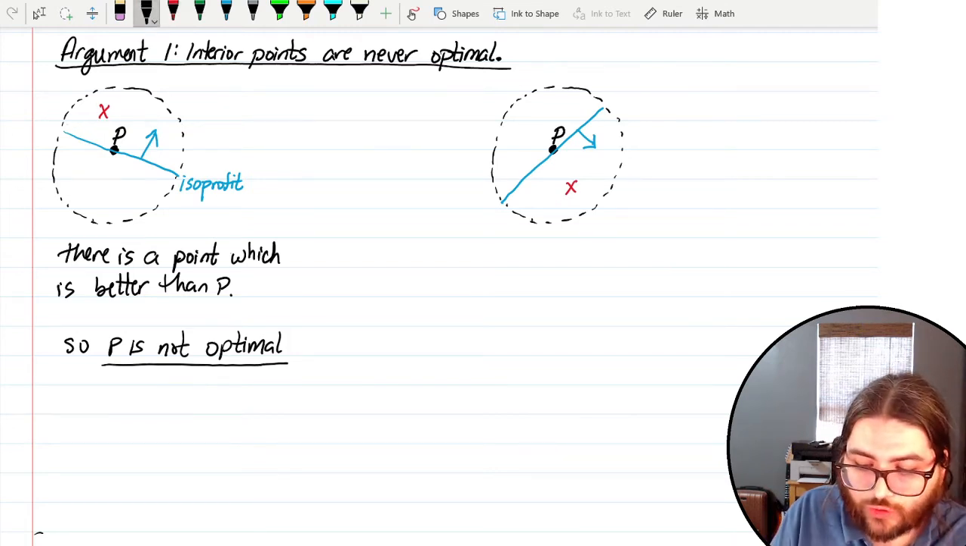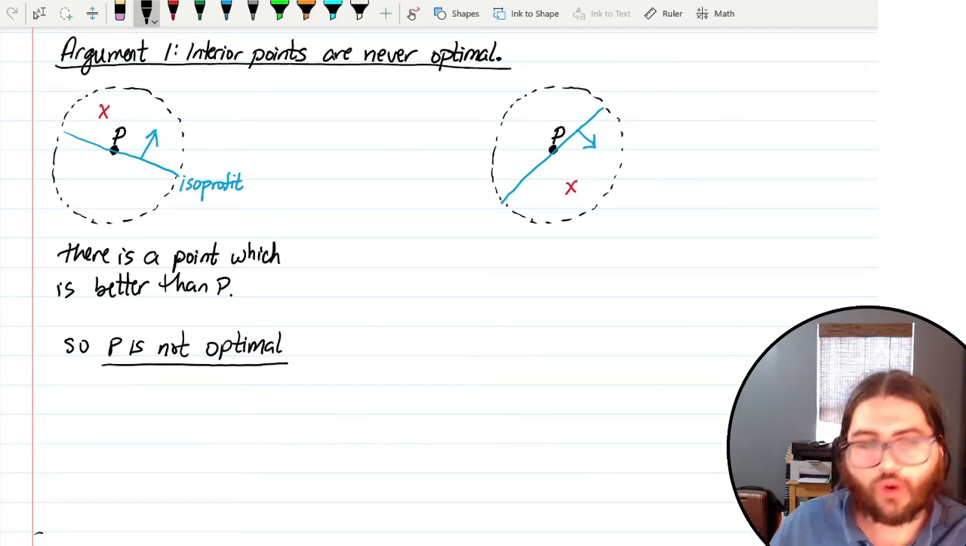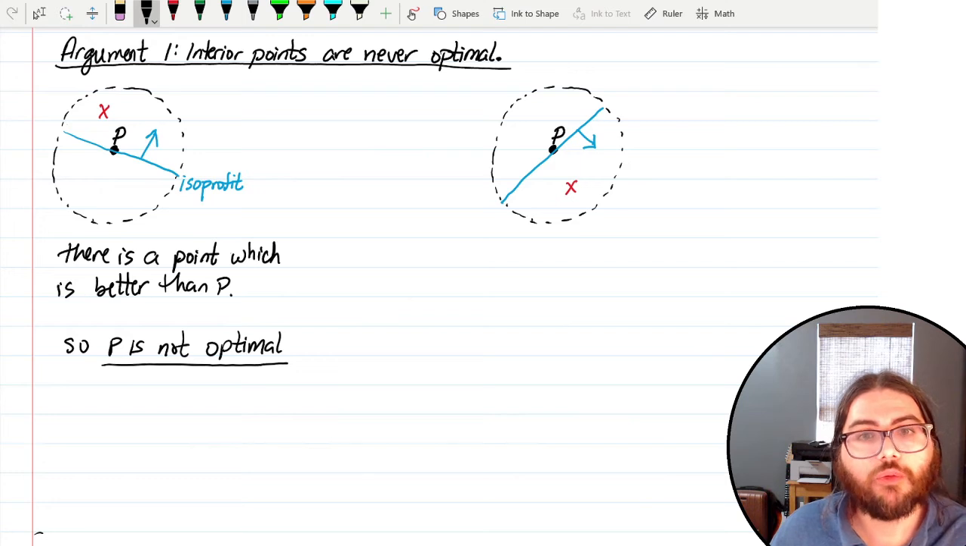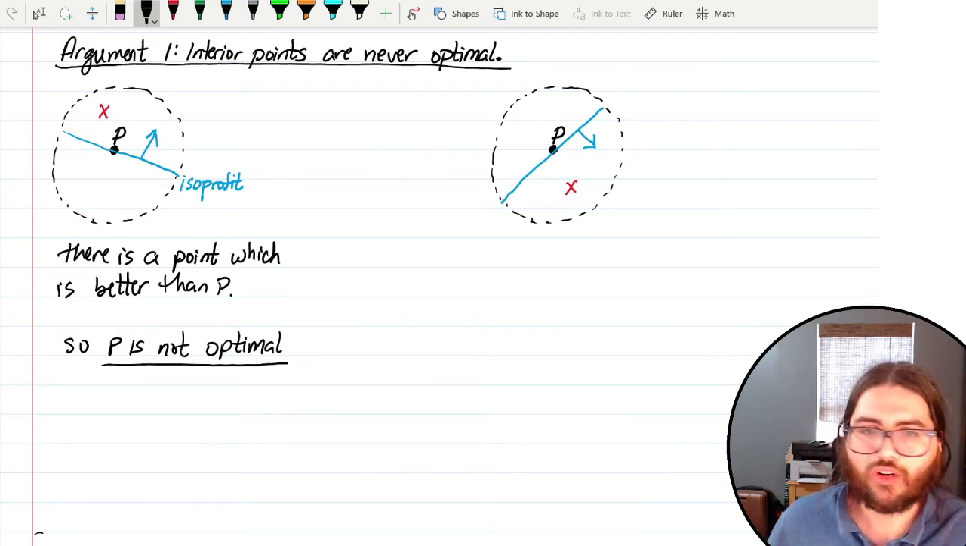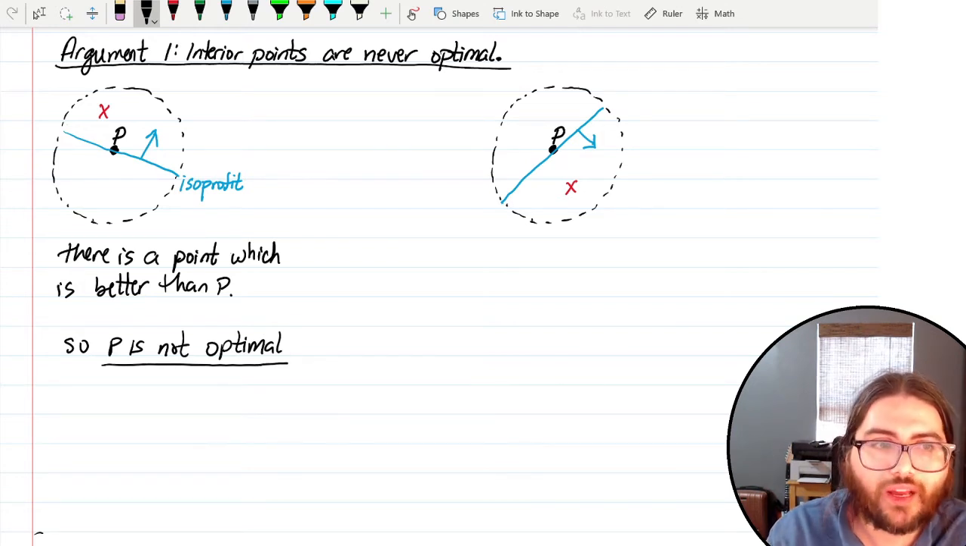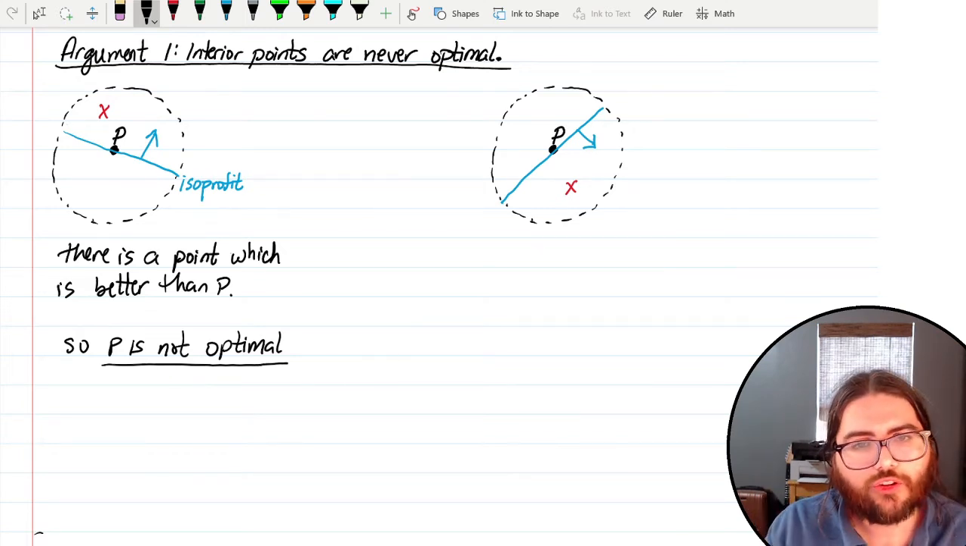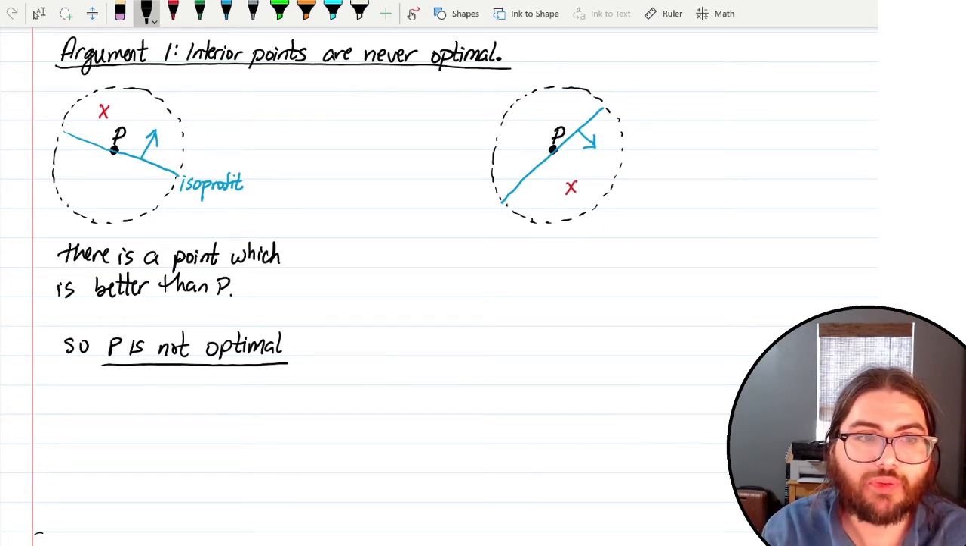So no matter how I draw the picture, it's the same. So I will call that a proof of argument number 1. No matter how I draw the picture, right? I've always got a P in the middle of the circle. I've always got the dotted circle around it. Right? There are no boundary points anywhere to be found. I can always draw an isoprofit line through the middle. It doesn't matter what slope I choose, though, and it doesn't matter which direction I choose to be better, right?